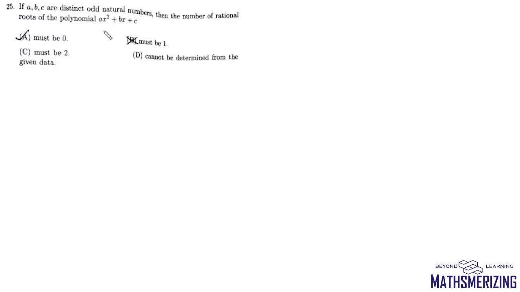Now question number 25 is, if A, B, C are distinct odd natural numbers, then the number of rational roots of this polynomial ax square plus bx plus c is. Now for rational roots, its discriminant must be a perfect square.